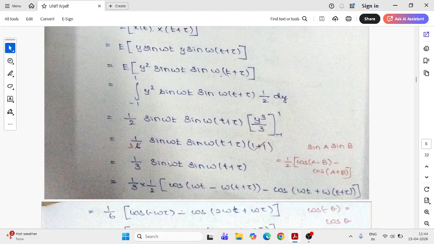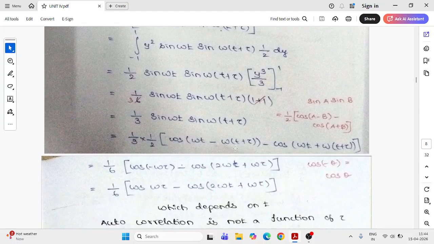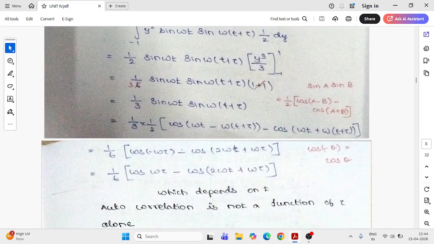Now we will reduce this. So we know that sin A sin B. Well, actually the formula is 2 sin A sin B equal to cos A minus B minus cos A plus B. Here it looks like this is sin A, this is sin B. So we replace it as 1 by 2 into cos A minus B, so omega t minus omega t minus omega tau, minus cos omega t plus omega t plus omega tau. If you simplify this, here this omega t minus omega t gets cancelled. The remaining term is minus omega tau.